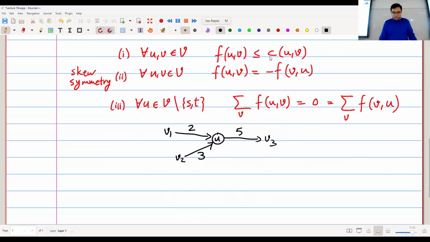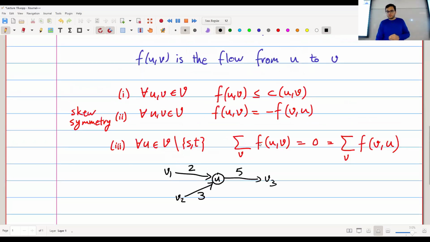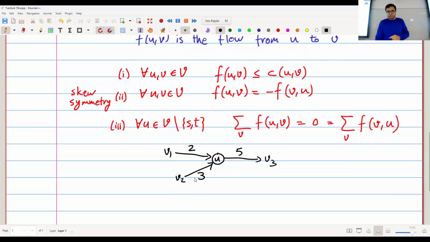So f of u v3 is 5. But what is f of u v1? It's -2. f of u v2 is -3. So the sum of f of uv is 0, which means that the amount that is coming in is the same as the amount that is going out. And this one is just saying this in the opposite direction. So f of v1 u is 2, f of v2 u is 3, f of v3 u is -5.